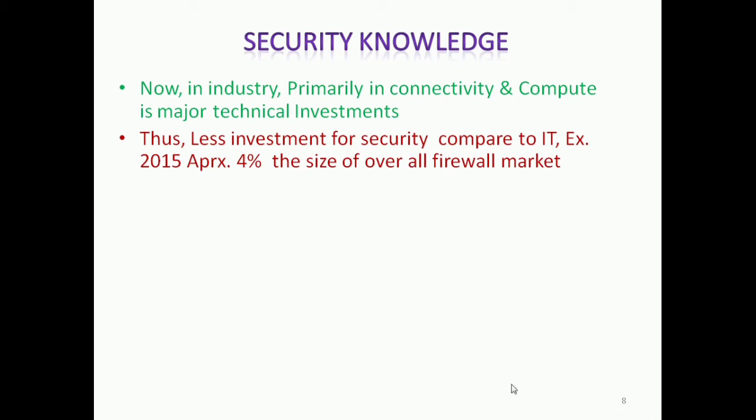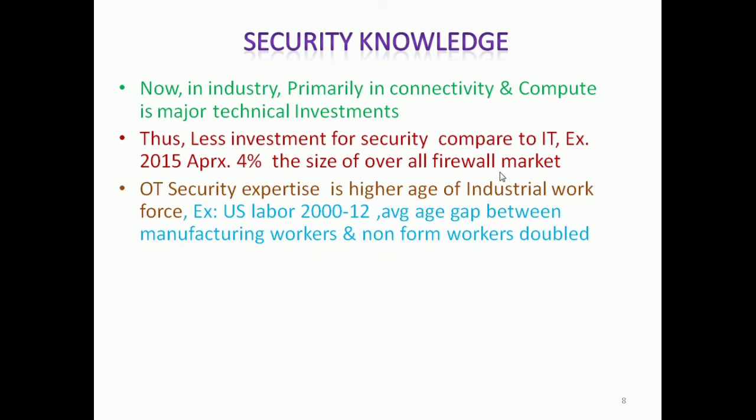For example, in 2015 the approximate number of firewalls used was 4% of the size of the overall firewalls available in the market. It means that security investment is very low. Operation technology security expertise is limited by the higher age of the industrial workforce. For example, from 2000 to 2012, the average age gap between US manufacturing workers and non-manufacturing workers doubled.